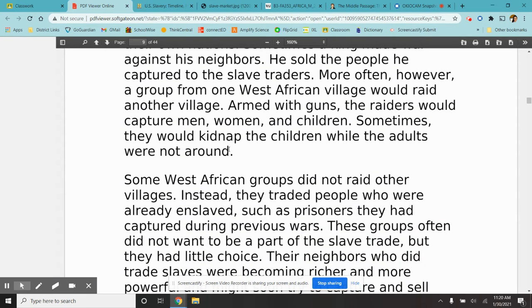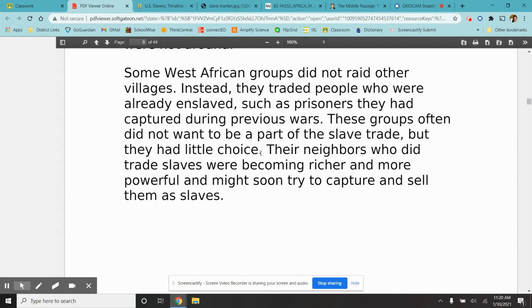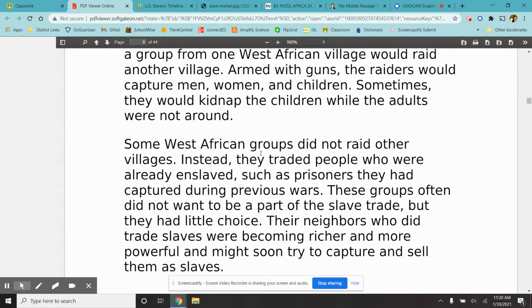Some West African groups did not raid other villages. Instead, they traded people who were already enslaved, such as prisoners they had captured during previous wars. These groups often did not want to be part of the slave trade, but they had little choice. Their neighbors who did trade slaves were becoming richer and more powerful, and might soon try to capture and sell them as slaves. Remember, from previous lessons, what does it all come down to? It all comes down to money.